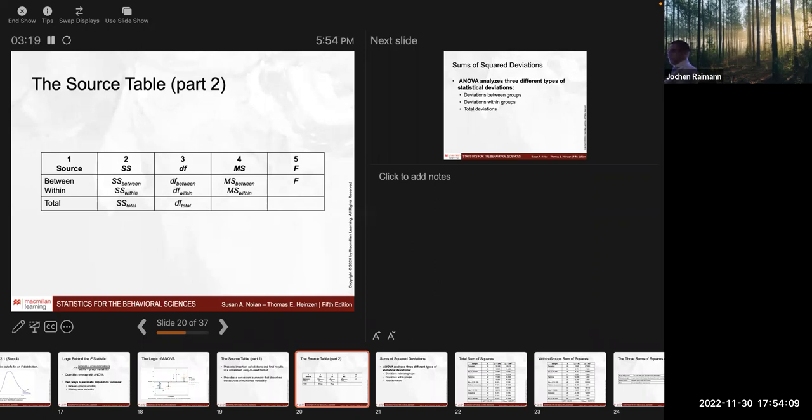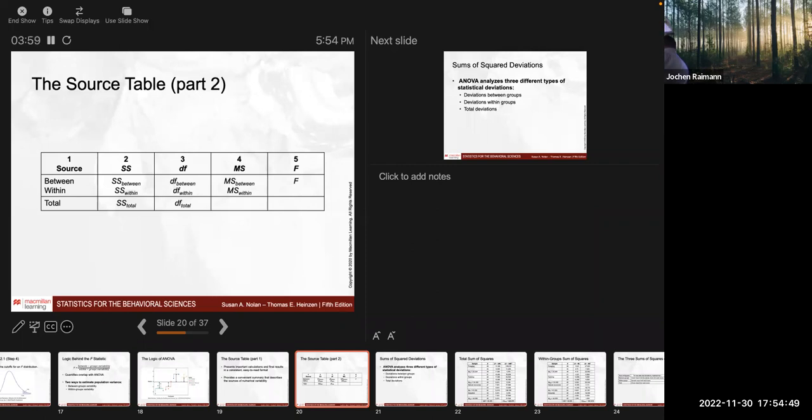Degrees of freedom total is the sum of degrees of freedom between and degrees of freedom within. So in our case, that would be 12. Now we're coming to the mean squared error. This is basically a mean sum of squares, so to say. It's comparable to a variance. So that's our variance now.